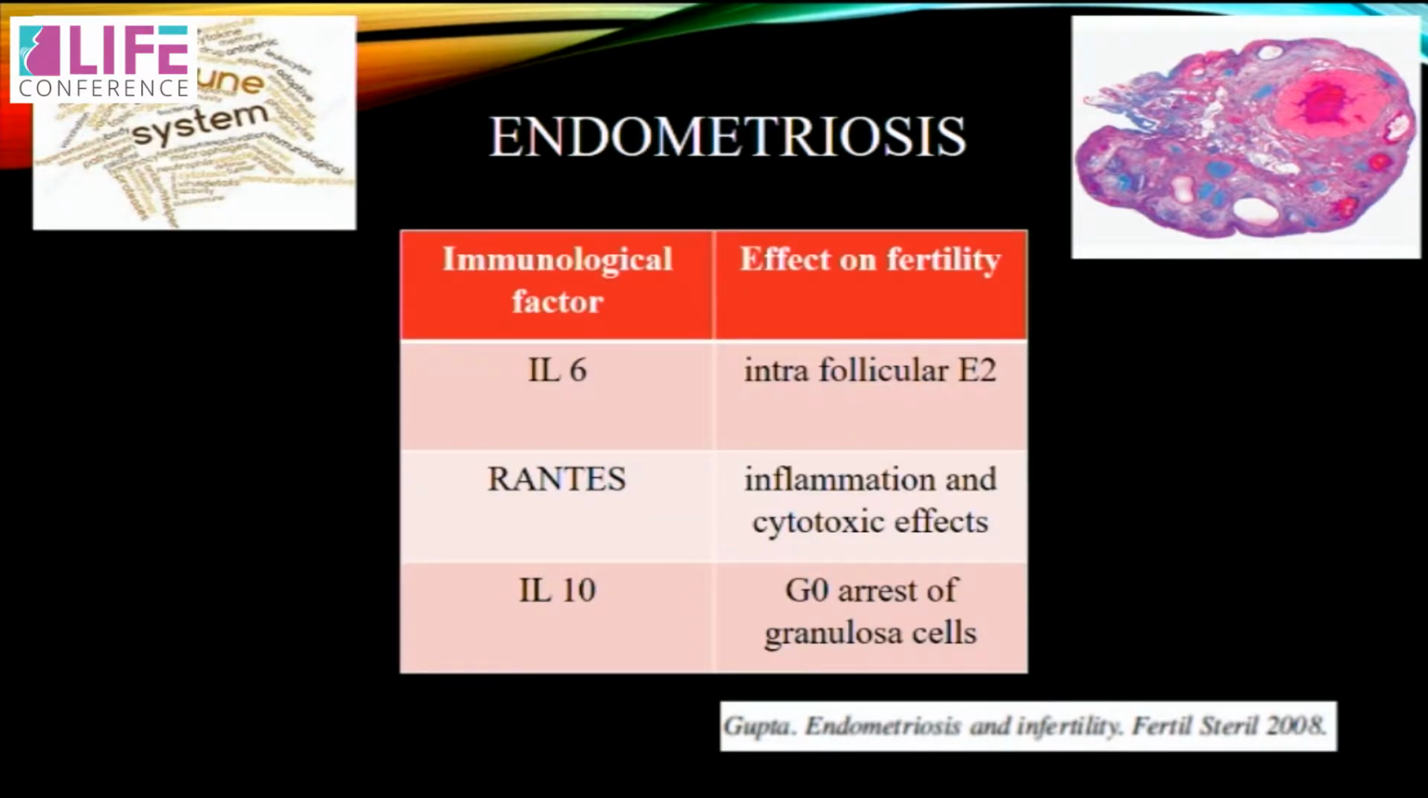So look at the immunological part of endometriosis. The interleukin, and what is its effect on infertility? It is the intrafollicular estrogen level variation that has a direct effect on the quality of the oocyte. RANTES is also a group of these molecules, regulated on activation, normal T cell expressed and secreted. So they are responsible for the inflammation and cytotoxic effects. And the IL-10 is also at the G0, which is the resting phase of the follicles, and arrest of the granulosa cells.